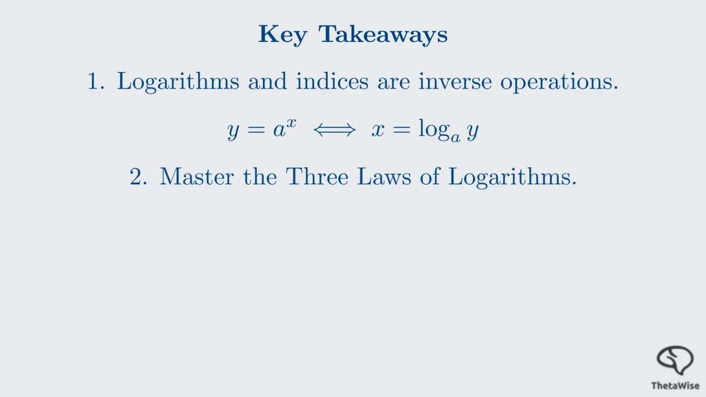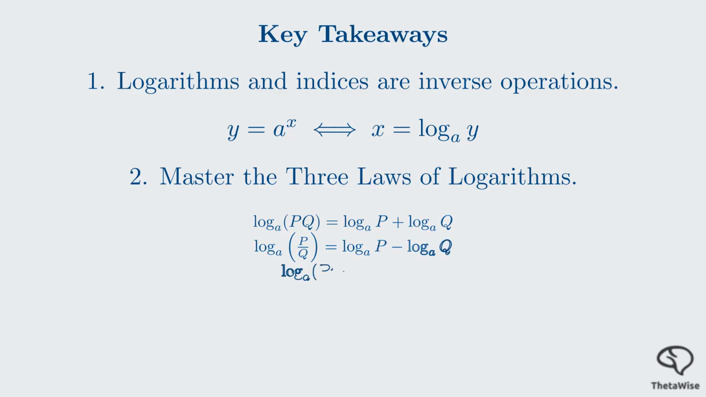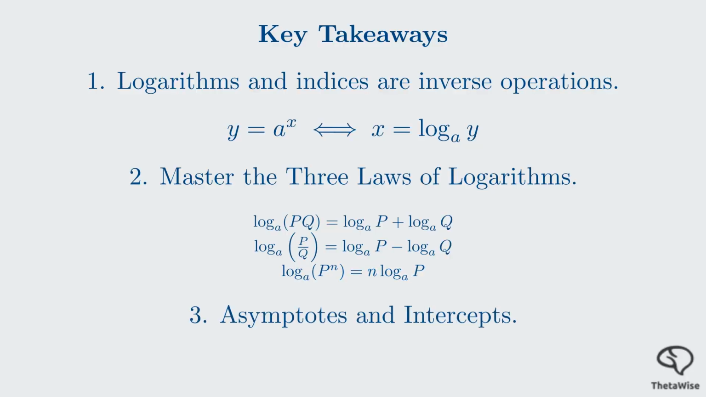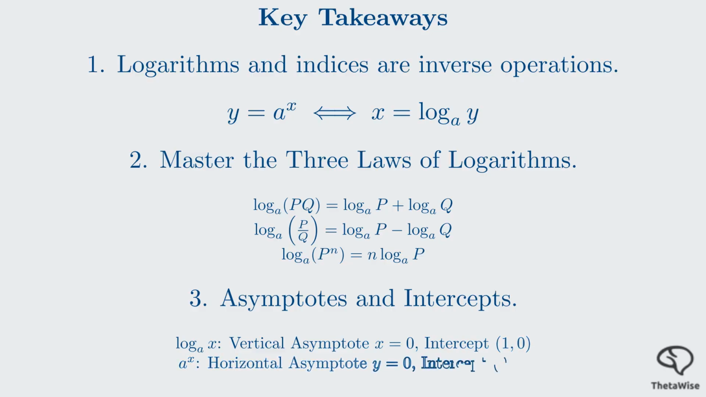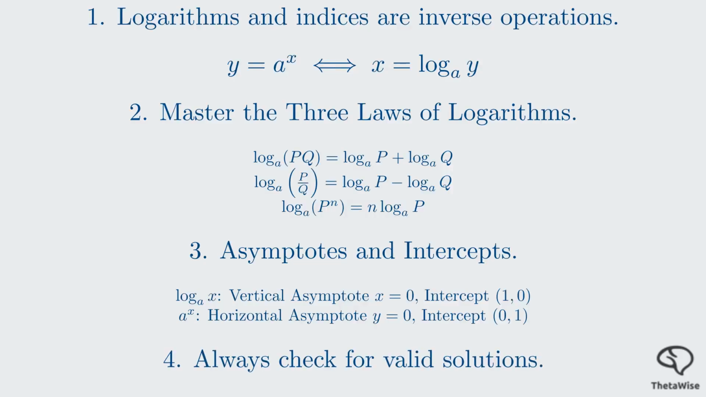Master the 3 laws of logarithms. The multiplication, division, and power laws are your primary tools for simplifying complex expressions and moving variables out of exponents. Asymptotes and intercepts. Remember that the graph of a log function has a vertical asymptote at x equals 0 and passes through (1, 0), while the exponential function has a horizontal asymptote at y equals 0 and passes through (0, 1).